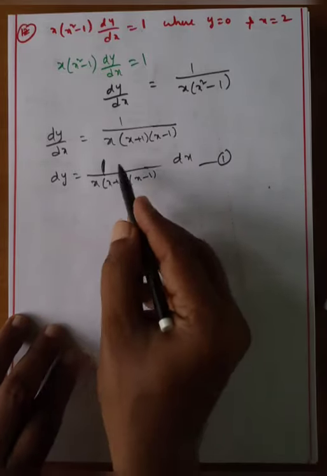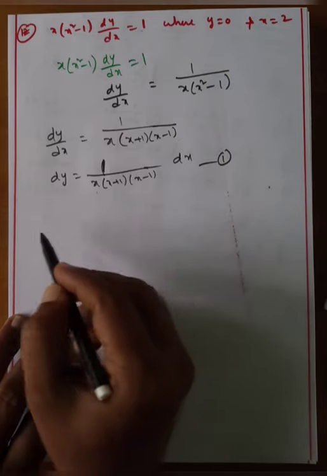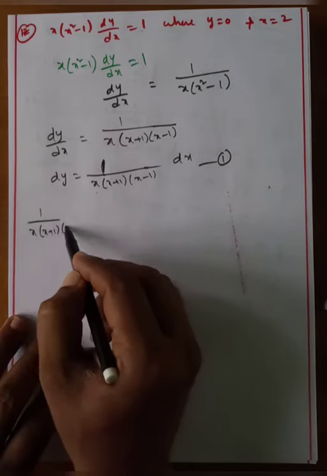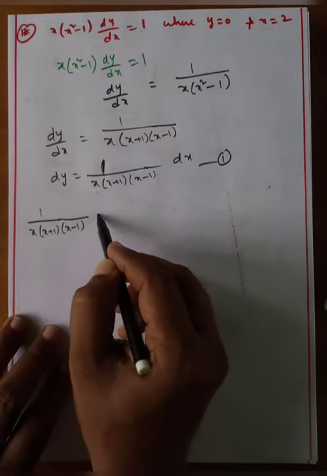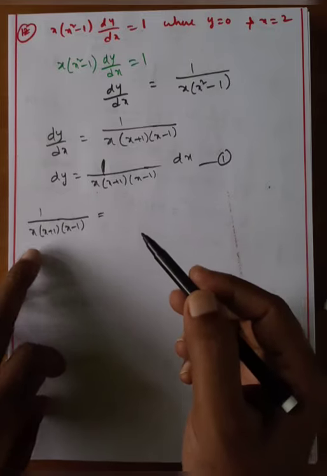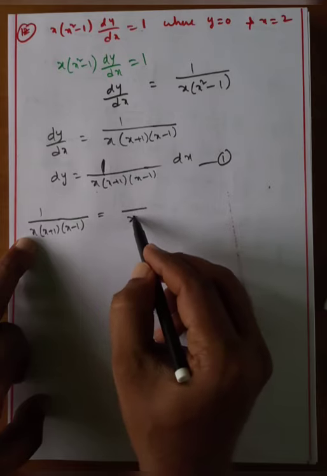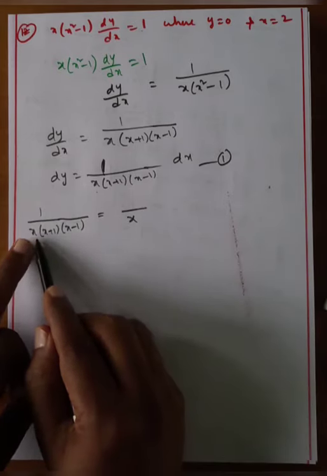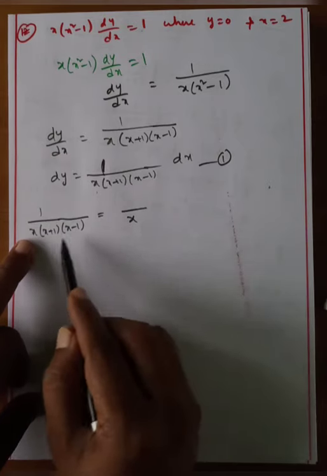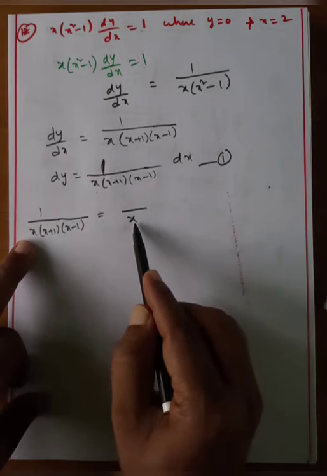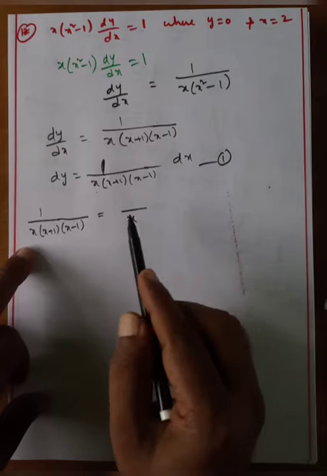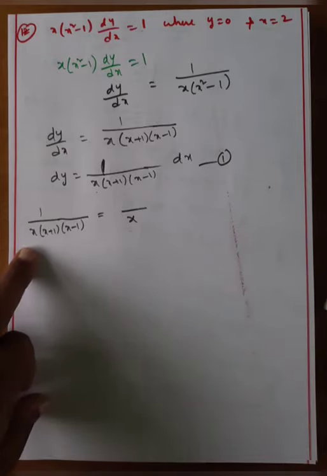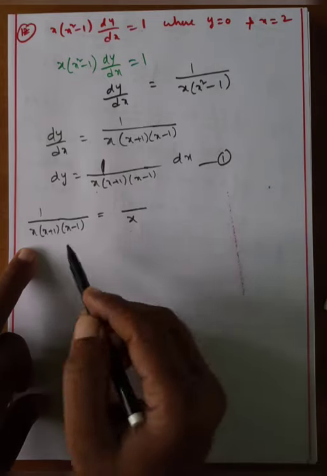This is partial fractions first. There are three linear factors: 1 by x into (x plus 1) into (x minus 1). I explained the shortcut method. Whenever there are linear factors, first you write the linear factor x, after that you write the value of x in the remaining factors. Here, whenever it is 0, x is equal to 0. This is the zero of the polynomial. Substitute x equal to 0 in the other factors.